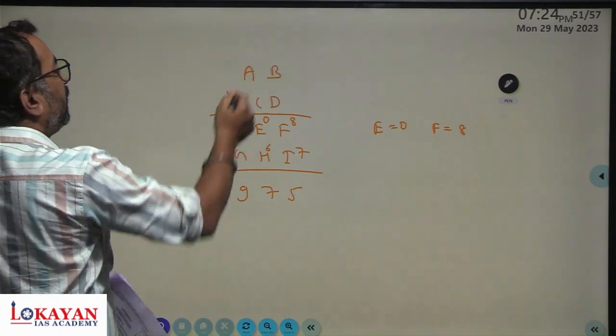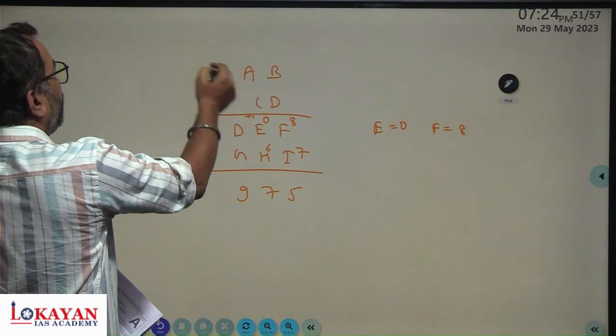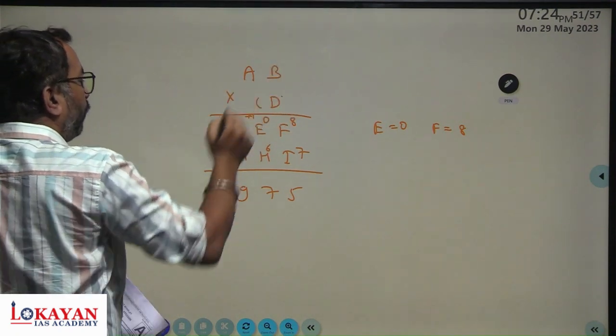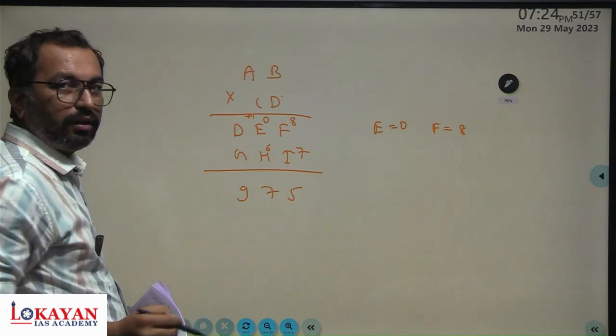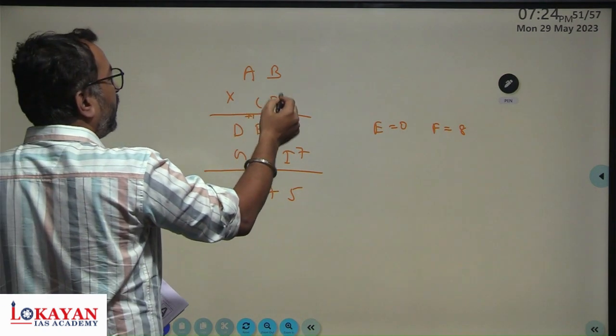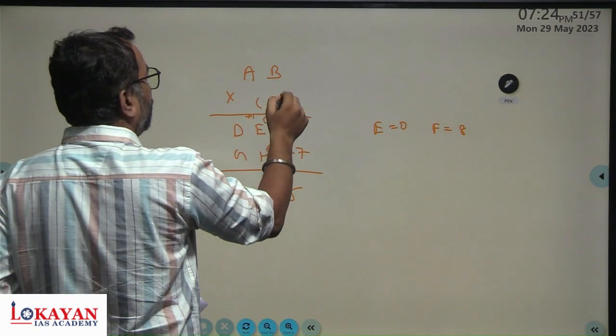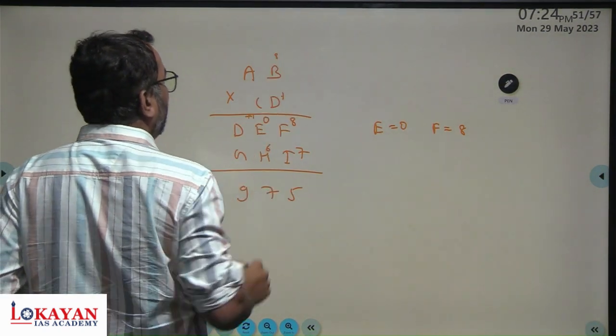How can we get 8? D into B. So either it will be 2 and 4, or it will be 1 and 8. Let's take D as 1 and let's keep it as 8.